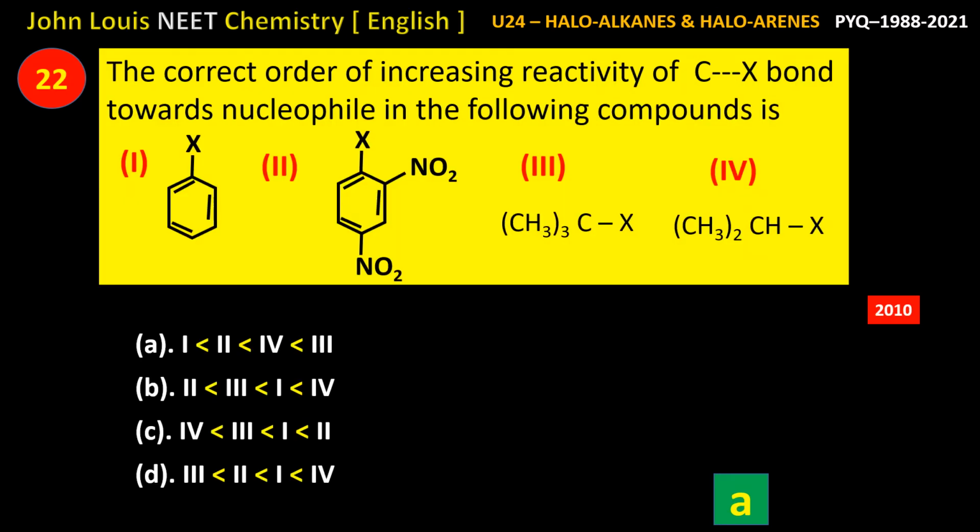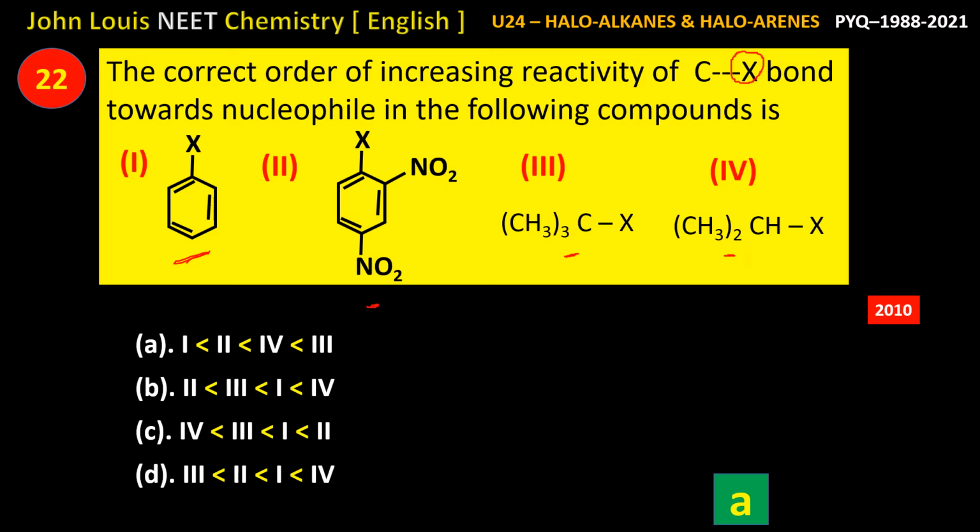The correct order of increasing reactivity of C-X bond towards nucleophile in the following compounds is. So they are given four options. The first two are aromatic compounds, and the third and fourth options are aliphatic compounds. See, what we know is whichever forms a stable carbocation will undergo the nucleophilic substitution reaction very easily. So that can substitute the halogens in the halogen compound very easily.